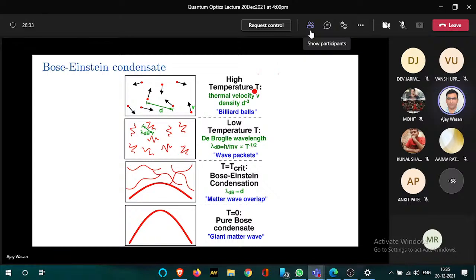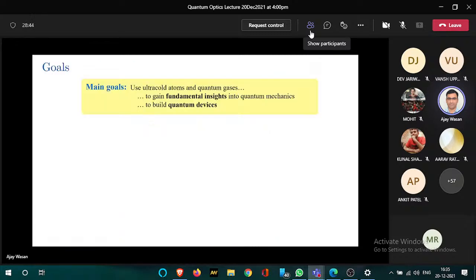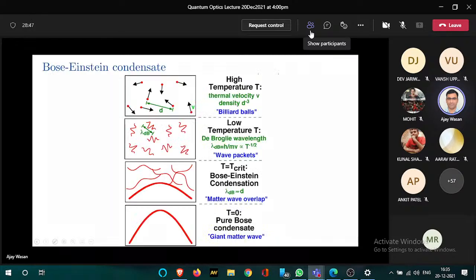So whatever I was telling till now, I have summarized everything. When temperature was very high, thermal velocity was high and density was proportional to 1 over d cubed. This I'm showing here as d. As we start reducing the temperature, the de Broglie wavelength starts increasing. I showed that de Broglie wavelength is h over mv, or basically proportional to 1 over root T. At some critical temperature, the de Broglie wavelength and d, the separation between two atoms, become equal. The matter waves start overlapping.